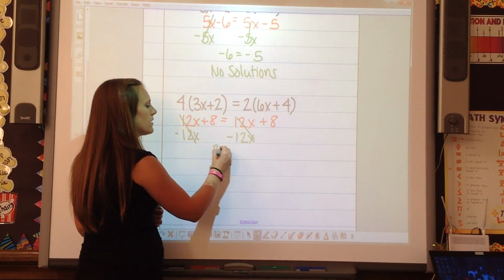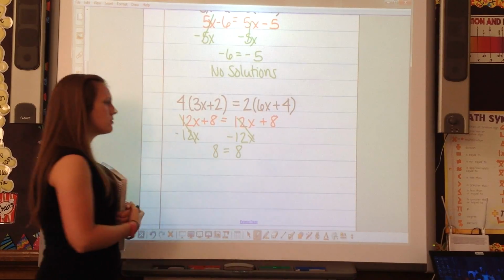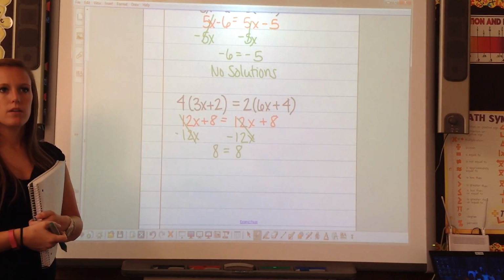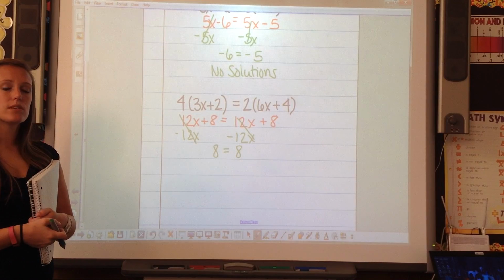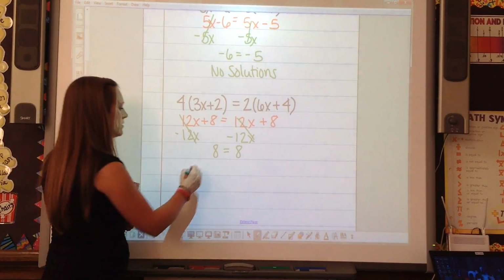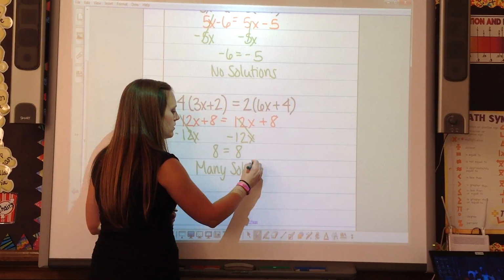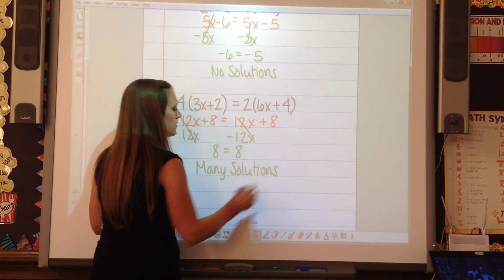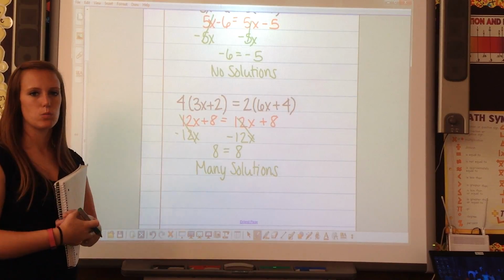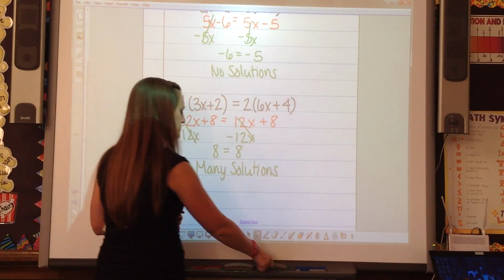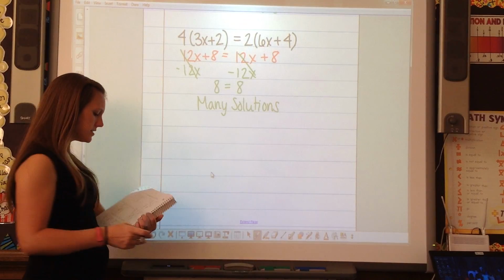I have 8 on the left side of the equal sign and 8 on the right side of the equal sign. I got a true statement. When it's a true statement, that means there's going to be many solutions. There's more than one answer, more than one x equals. Okay, last example.